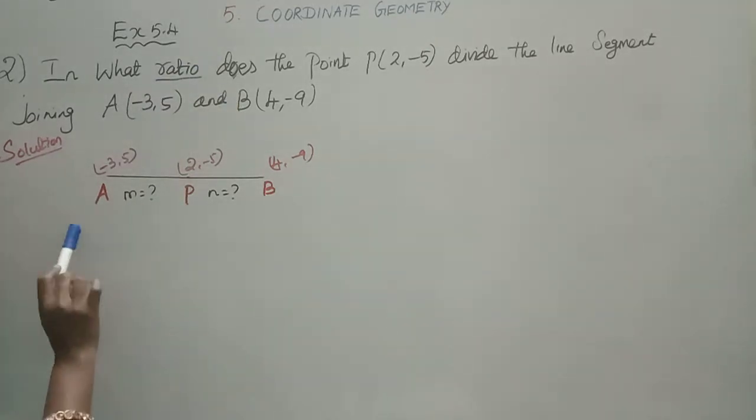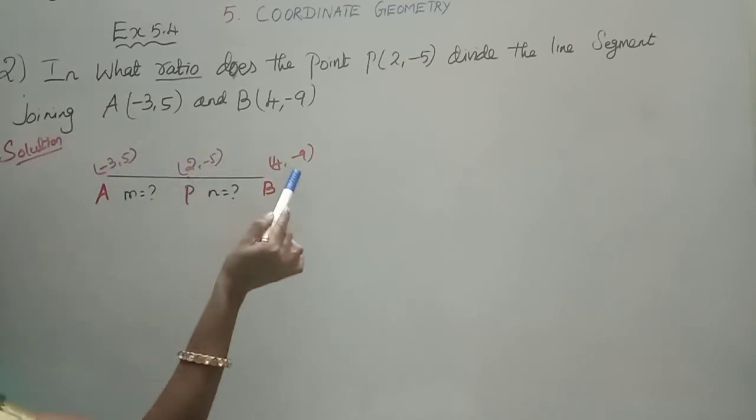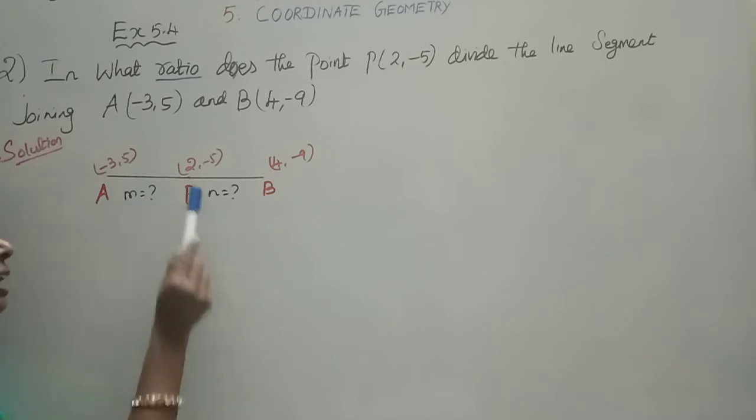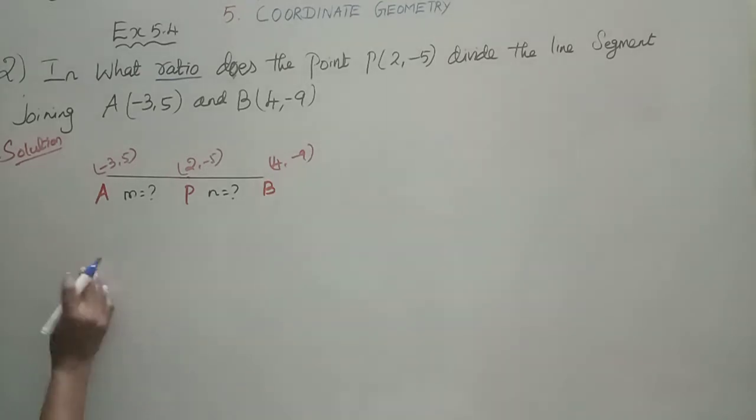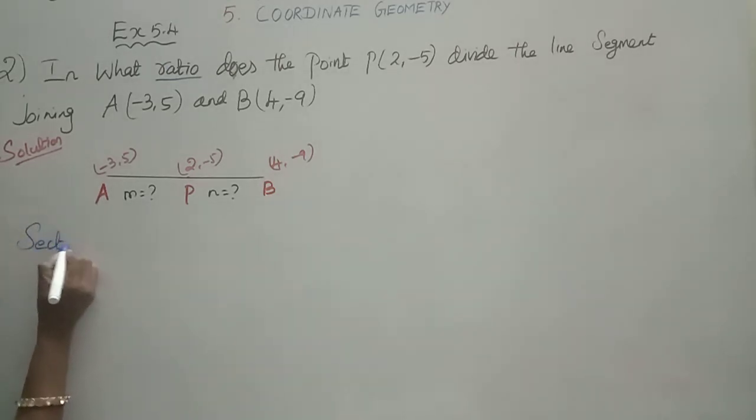Okay, because here they have given the coordinates of A, P and B. But they have not given m is to n. The ratio is not given, but the coordinates are given. But we are going to use the section formula again. Now just write the section formula first. Using that section formula only, we are going to find the ratio.